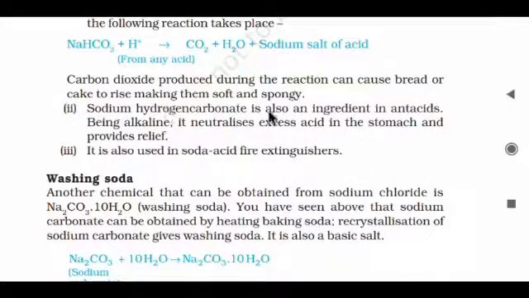Sodium hydrogen carbonate is also an ingredient in antacids. Antacids means the medicine you use when acidity occurs. Why? Because when acidity occurs in your stomach, you use baking soda, and baking soda is a basic component. Baking soda plus the acid of your stomach, which is already acidic in nature, will react with each other, then a neutral product will be formed, and that will give you relief from the acidity. Being alkaline, it neutralizes excess acid in the stomach and provides relief. It is also used in soda acid fire extinguishers.